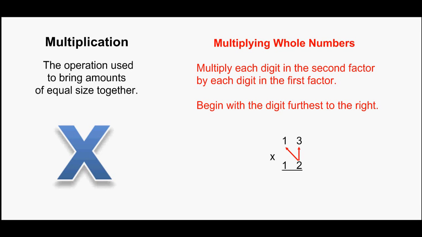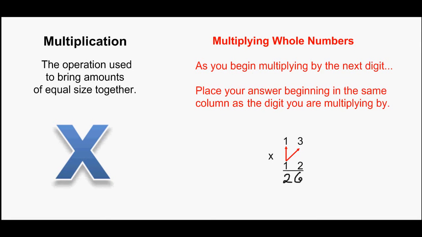Beginning with the digit furthest to the right, 2 times 3 is 6. 2 times 1 is 2. Now that we are done multiplying by the digit in the first column, we will go to the second column. Place your answer beginning in the same column as the digit that you are multiplying by. 1 times 3 is 3. 1 times 1 is 1.